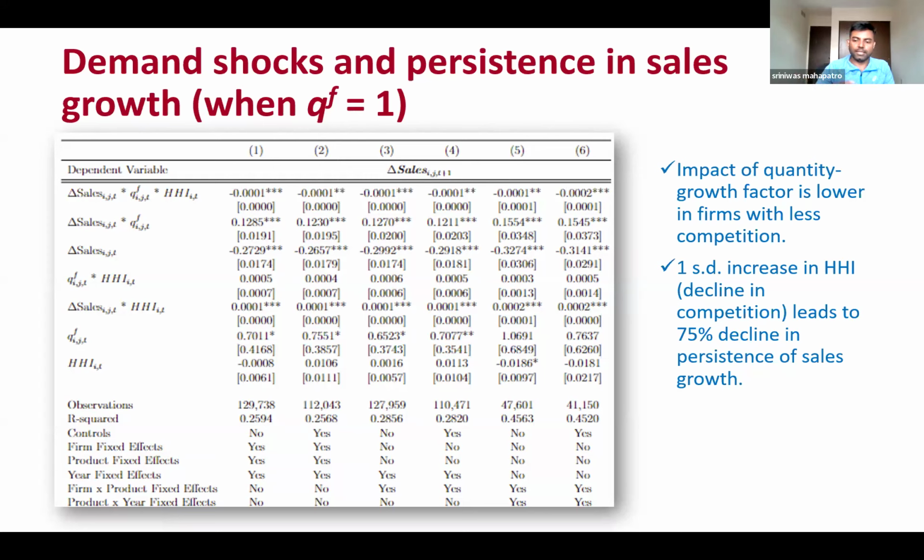So in essence, what we are trying to show here is that the quantity effect usually holds more effectively for firms in competitive markets than for firms in markets that have less competition, say monopoly kind of markets.